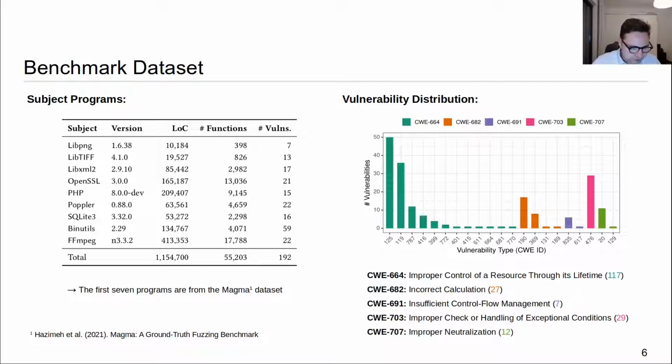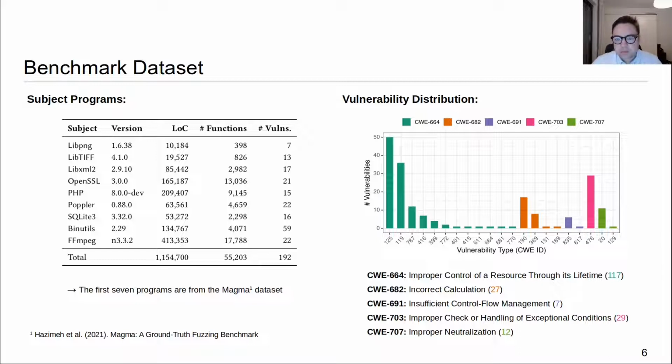And the first 7 programs actually come from the Magma benchmark dataset. So Magma was originally designed for evaluating the effectiveness of fuzzers. It was published in 2021. But since they are providing real-world software with real-world vulnerabilities, we can also use them for our purposes.